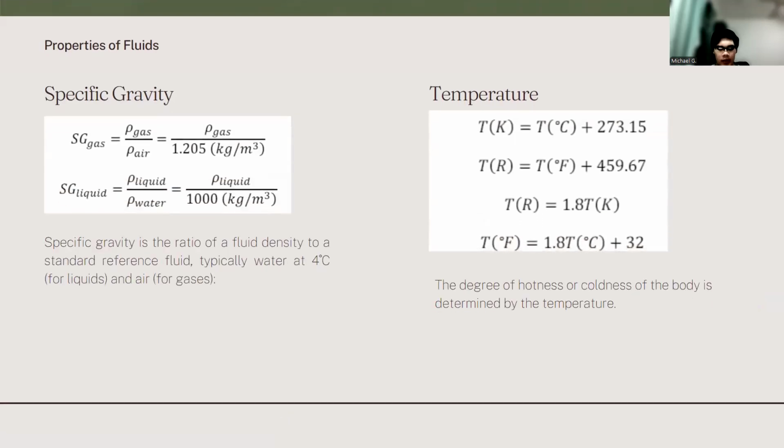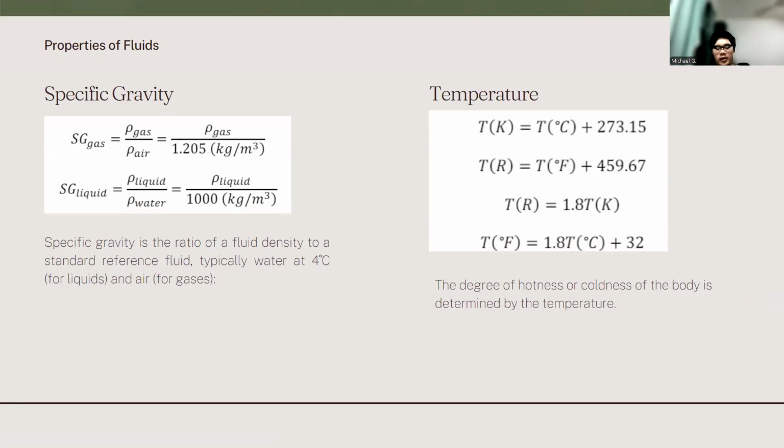Third, specific gravity. Specific gravity is defined as the ratio of the density of fluid to the density of standard fluid. For liquids, water is taken as the standard fluid, whereas for gases, air is taken as the standard fluid.